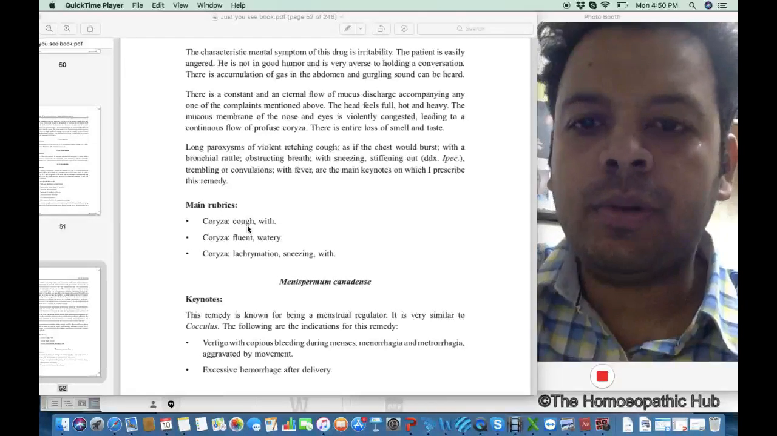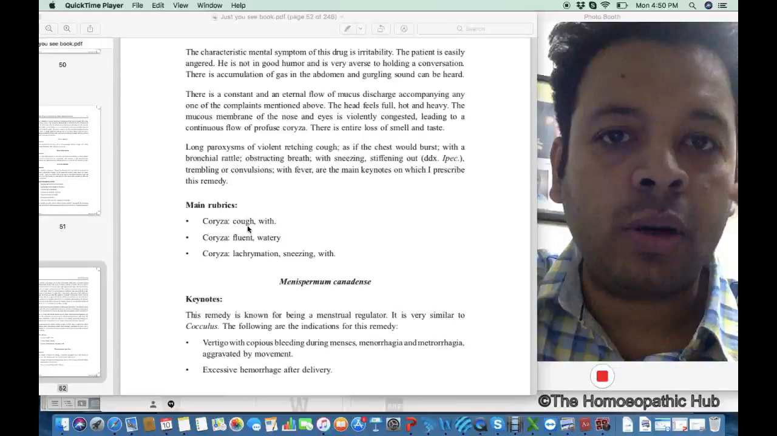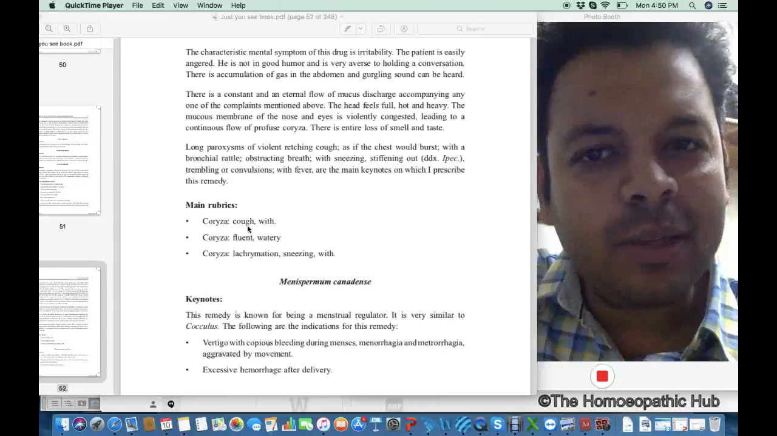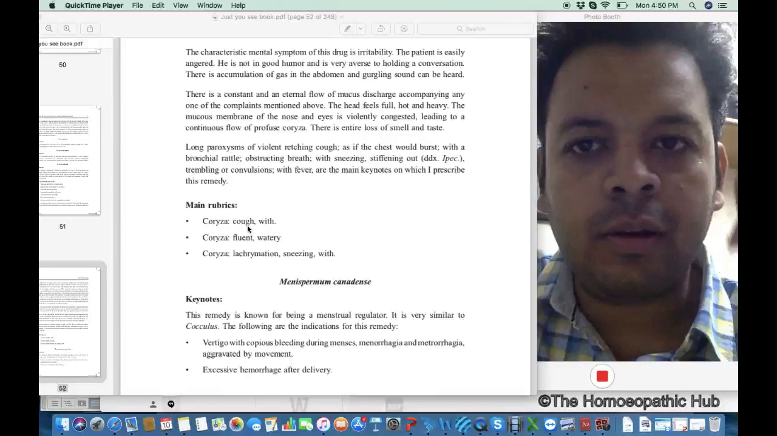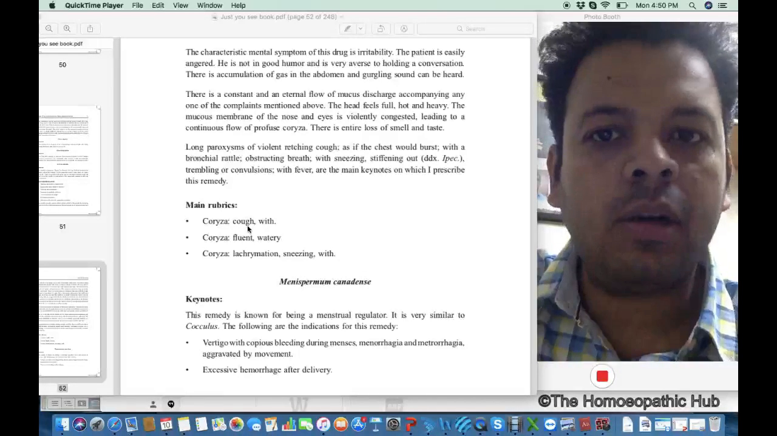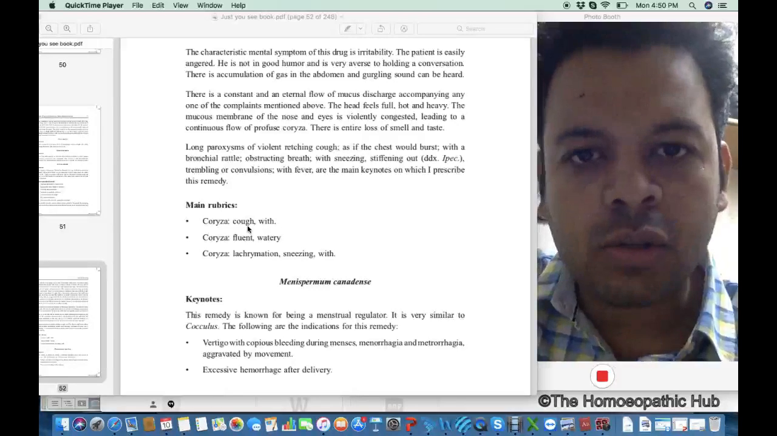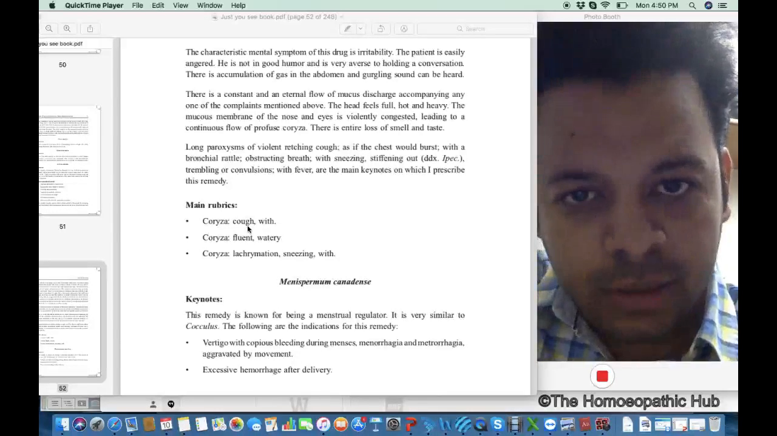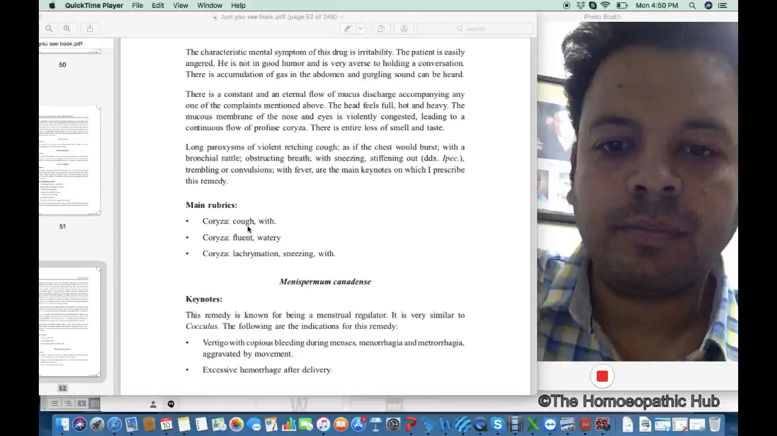Another very important symptom that I have seen is lacrimation along with coryza. Very much irritable. This is very important. Very irritable. Constant mucus discharge is a concomitant. Entire loss of smell and taste, anosmia, which is another remedy for it, Natrum muriaticum.